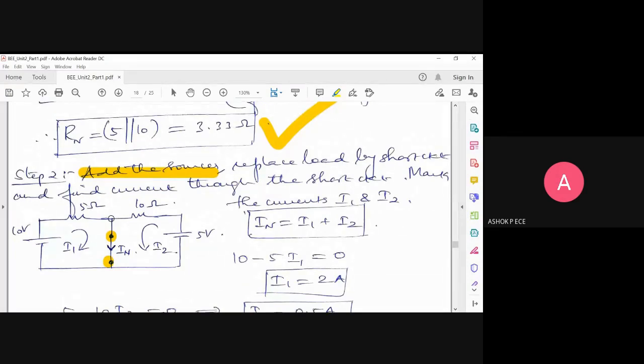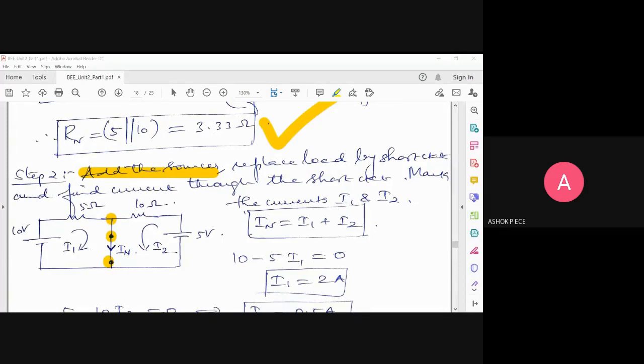Even you can do by Kirchhoff's current law also. This will be a node. You can do that. Even you have two sources, you can use superposition theorem also for that. You can do like that also. Any method you can follow.